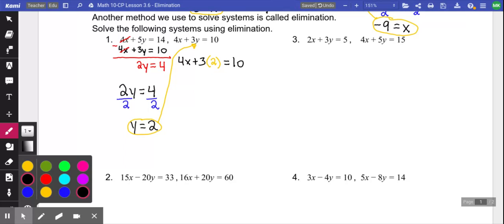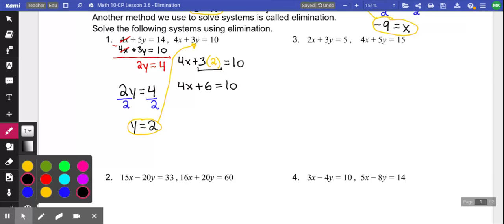Could you put it in the first equation? You could, and it would get you the same answer. So you would have 4x plus 5 times 2 equals 14. Now before, it was nice and isolated, and you just had to calculate it. But now it's not going to work so nicely. So you're going to have to do a little bit of math here. The first thing I'm going to do is calculate what 3 times 2 is. So this will become 4x plus 6 equals 10.